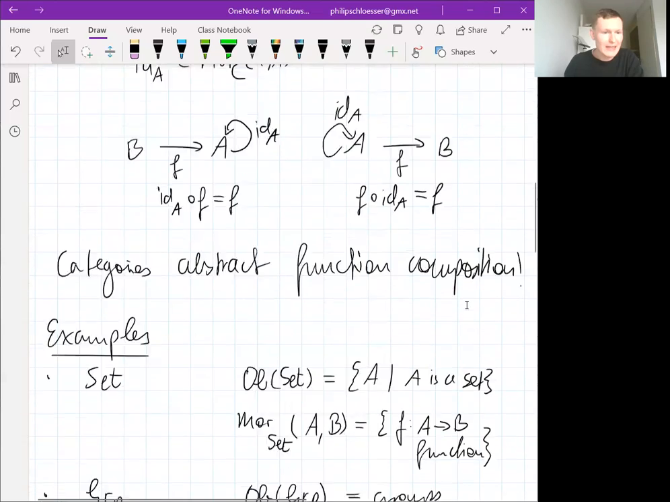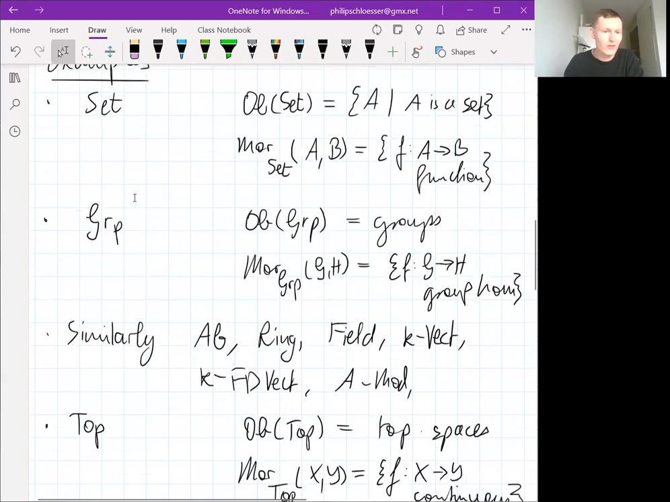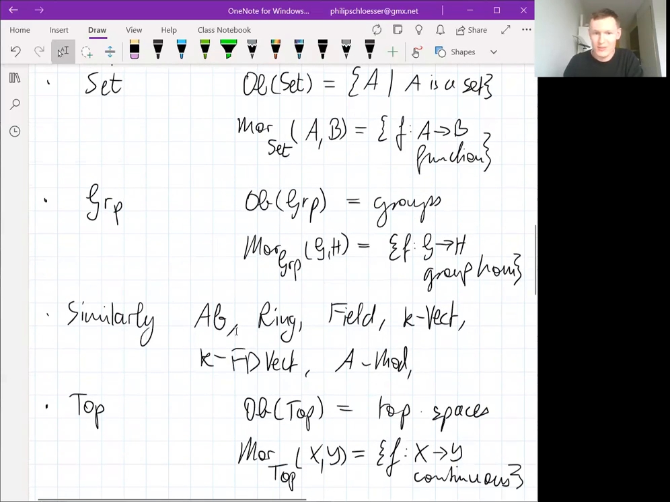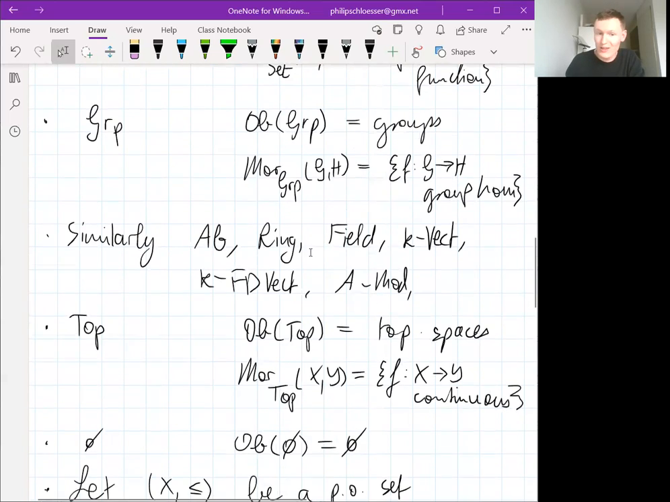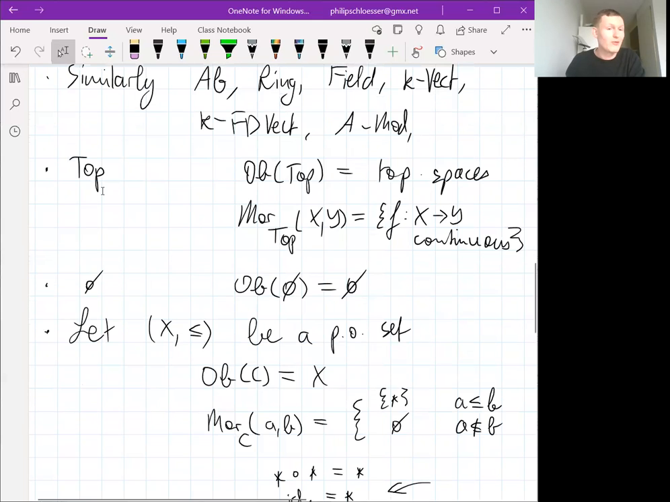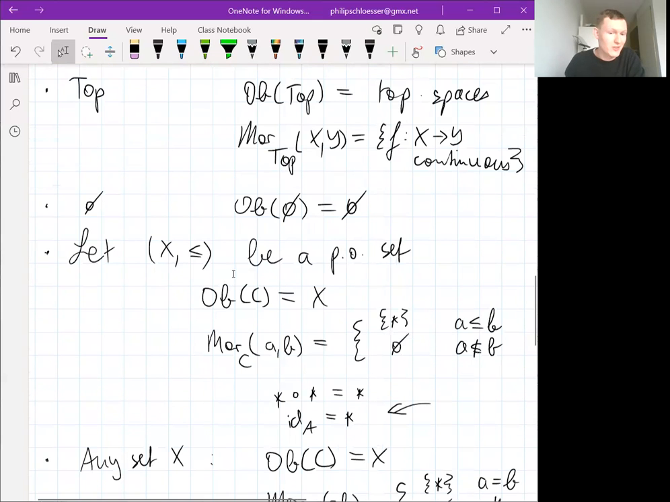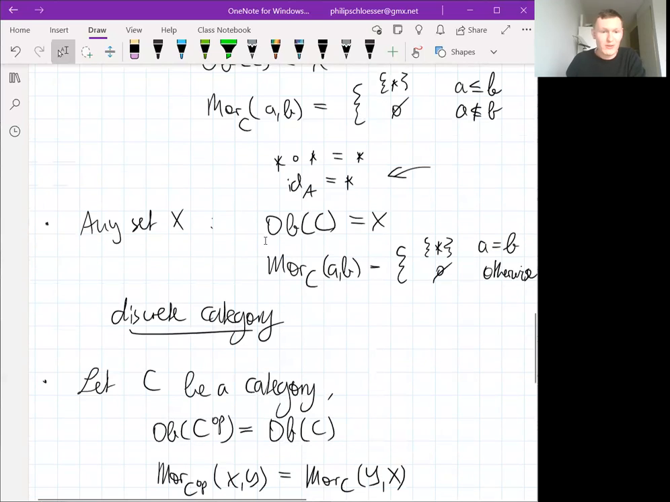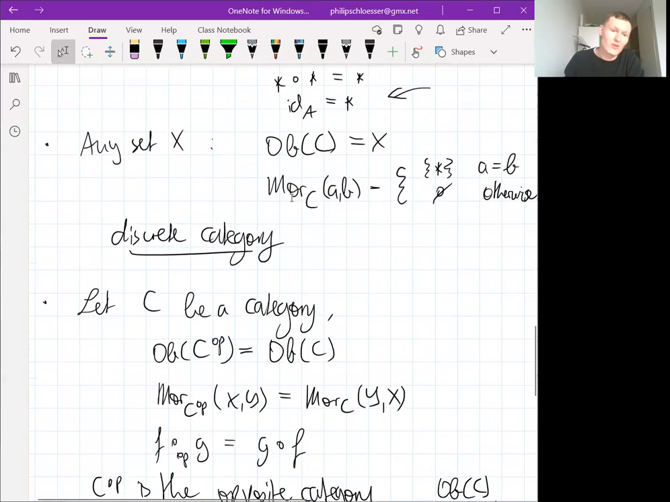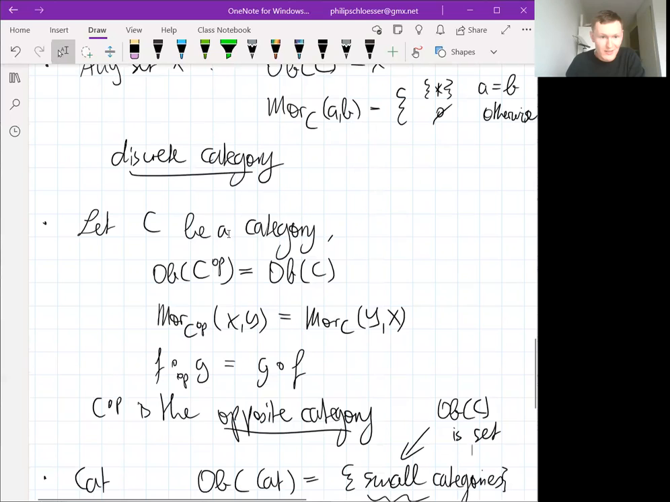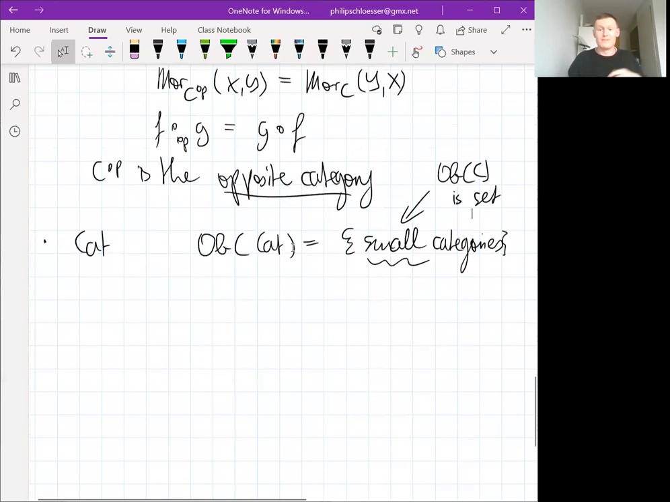So when we go back, Set is not small, Group is not small, Ab is not small, Ring is not small, Field is not small, K-Vect is not small, Top is not small. If we have a poset, then that category is small. If we have a discrete category, that is small. If C is a small category, then C-op is also small.